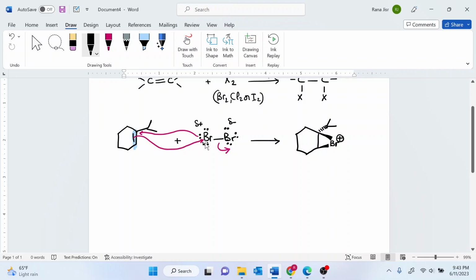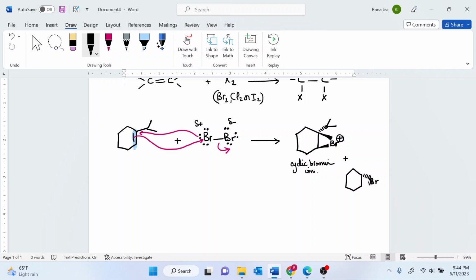This is going to open up, pick up the bromine, and the lone pairs are going to create a cycle back. So you're going to form your cyclic bromonium ion. So this is called a cyclic bromonium ion. Plus your cyclic bromonium ion over here is going to form at the back.